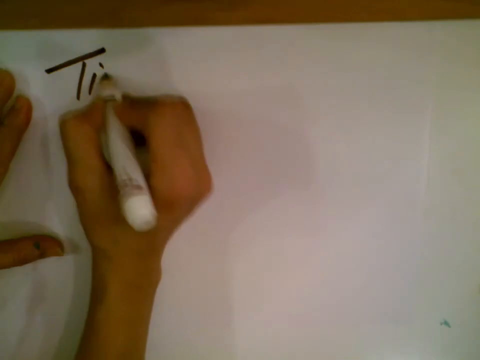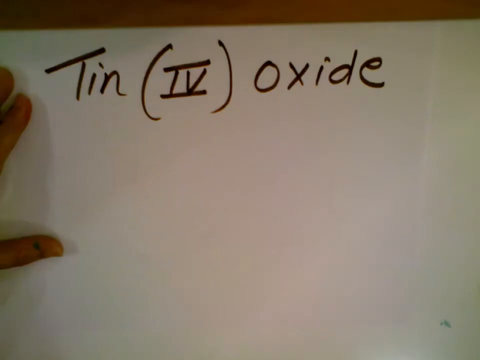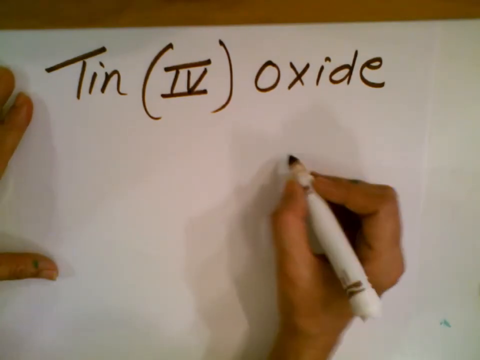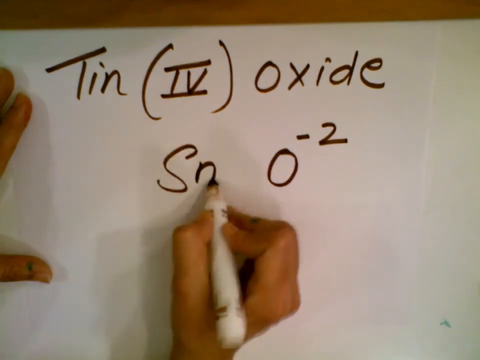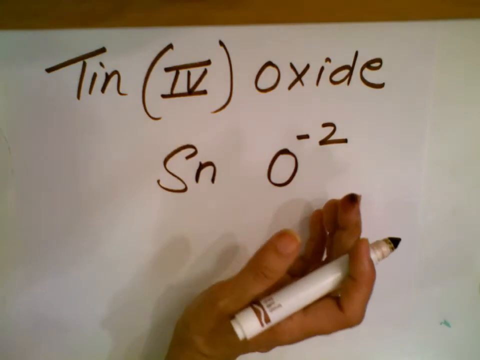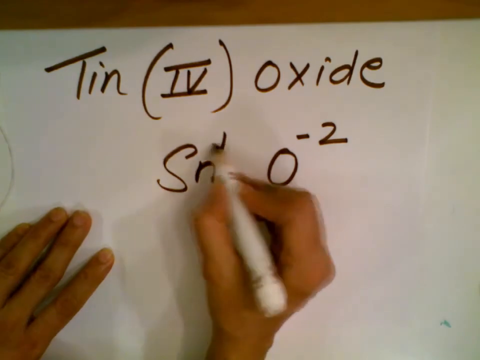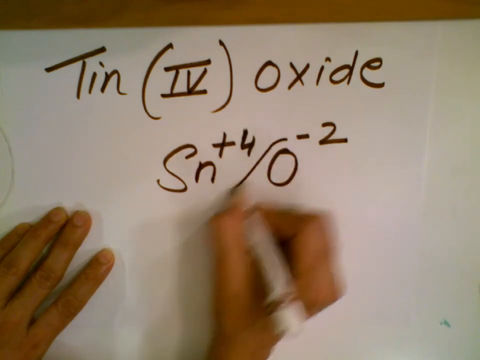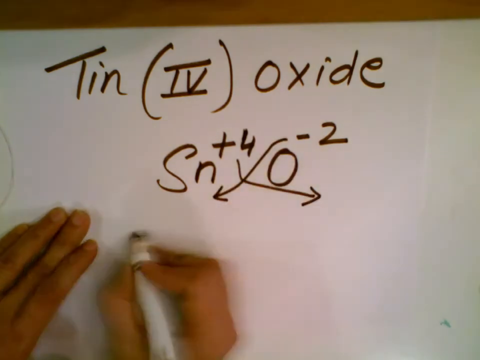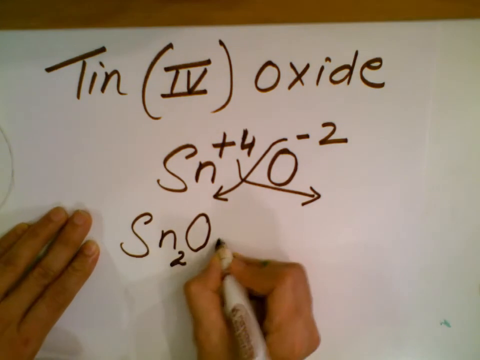Let's take another example. Tin 4 oxide. So oxide is fixed, it is negative 2, but tin here it could be positive 2 or positive 4. So here you are given already, it is positive 4. Now since the charges are not same, when the charges are uneven, you crisscross and what do you get? Sn2, and then here you're getting 4.